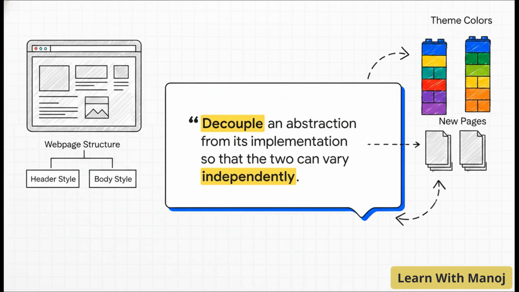The abstraction they're talking about, that's just our web page structure. The implementation, that's just our theme colors. And decoupling them, that simply means splitting them into those 2 separate lists so they can, you guessed it, vary independently. We could add 20 new pages or 50 new themes, and they will never, ever interfere with each other. We have successfully decoupled the structure from the style.